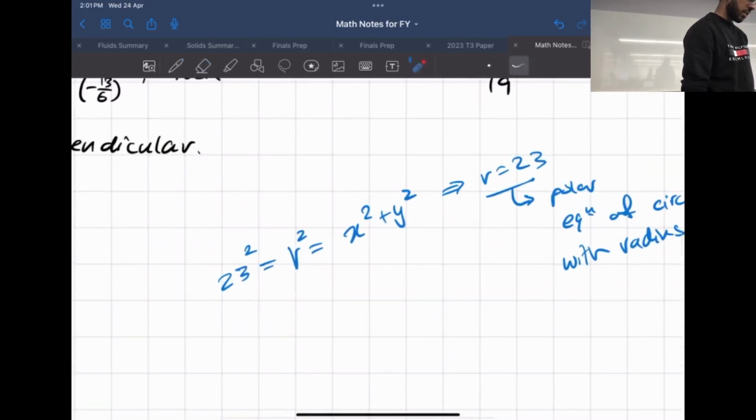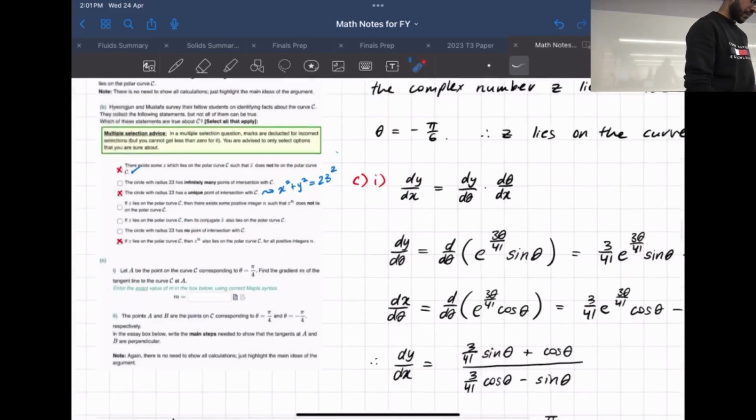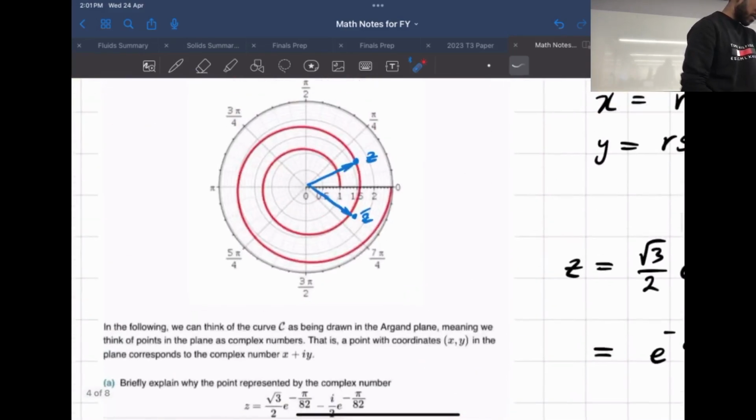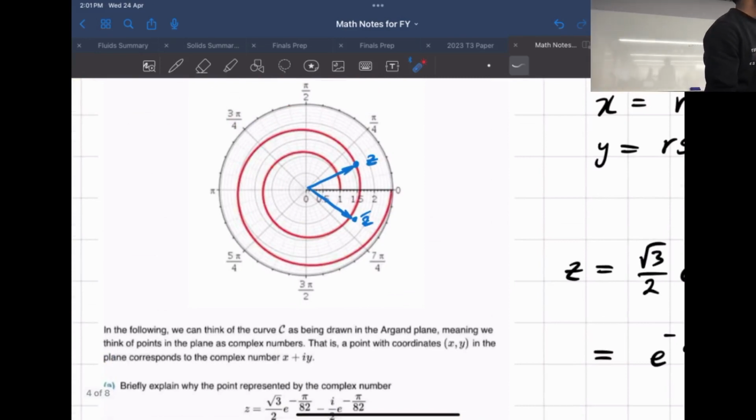Do you guys remember where this comes from? Yeah. So we can draw the circle here, or r is equal to 3. So if r is equal to 3, we get something like this. That's just r equals 3, and it goes all around the circle. And there will be unique solutions, obviously. Okay?